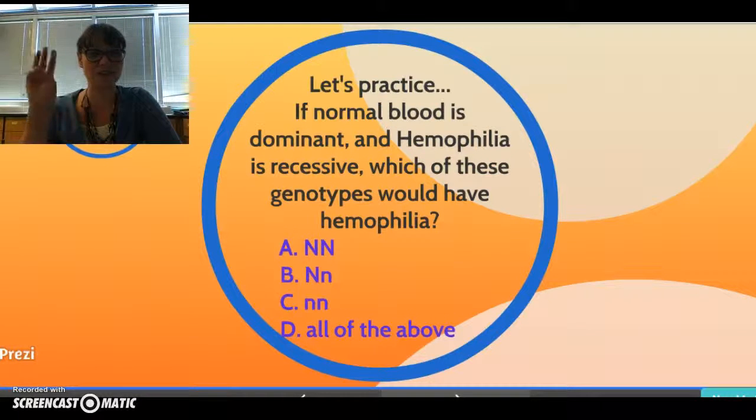All right, if you said C, you are correct. In order to show that recessive trait, you have to have two recessive alleles, lowercase, lowercase. So that person would have hemophilia. These two would have normal blood, but this guy is what we call a carrier. So they would not have hemophilia, they would have normal blood, but they could pass on that recessive allele to their children.